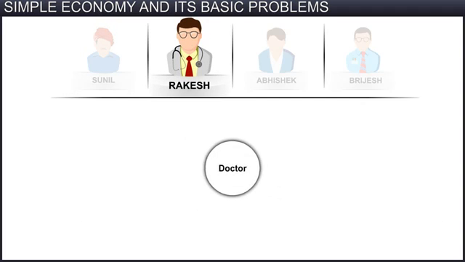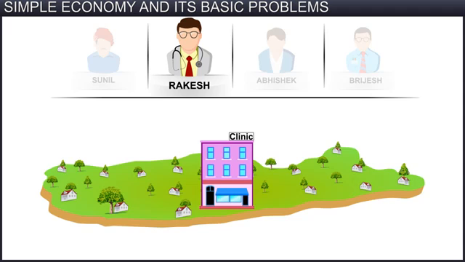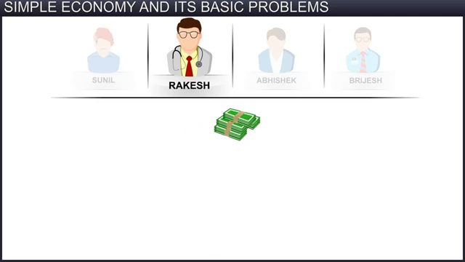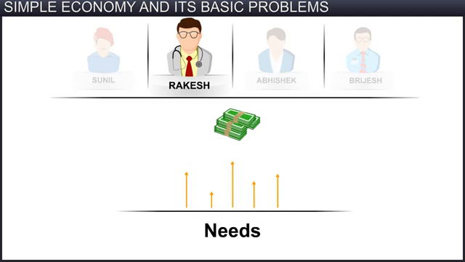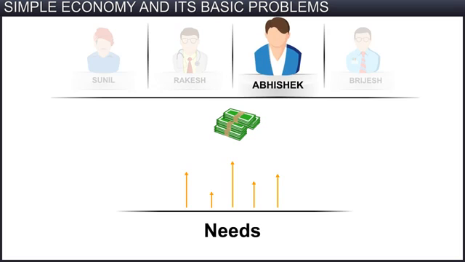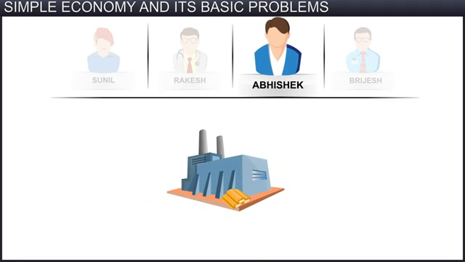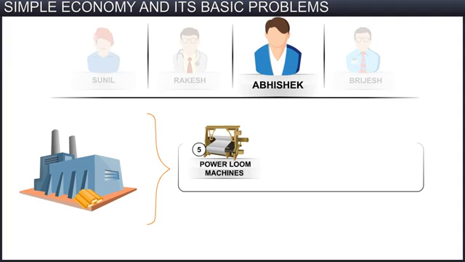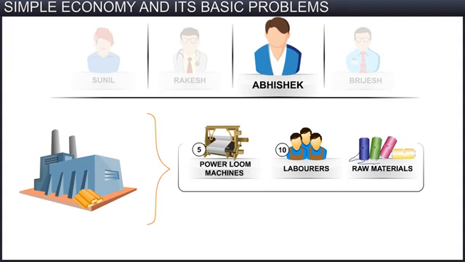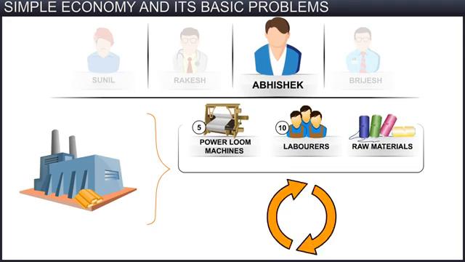Rakesh, who is a doctor, has his own clinic in the village. Here, he treats the patients to earn money. Rakesh also uses the money earned to satisfy his needs. Next, Abhishek is the owner of a textile firm. He has 5 power loom machines, 10 labourers, and raw materials in the form of yarn. With the help of the labourers, machines, and raw materials, his firm produces clothes.